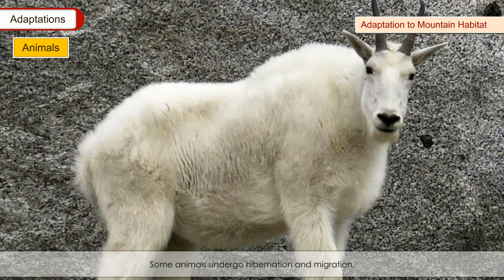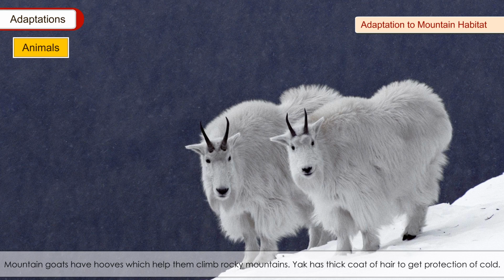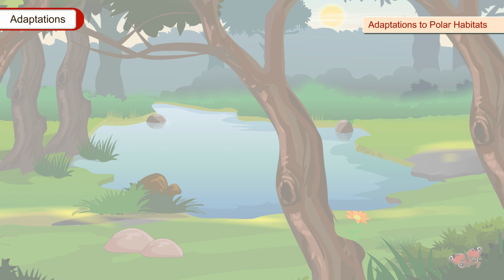Animals. Some animals undergo hibernation and migration. Hibernation is a form of deep sleep that helps an animal to survive in winter. Mountain goats have hooves which help them climb rocky mountains. Yak has thick coat of hair to get protection from cold.